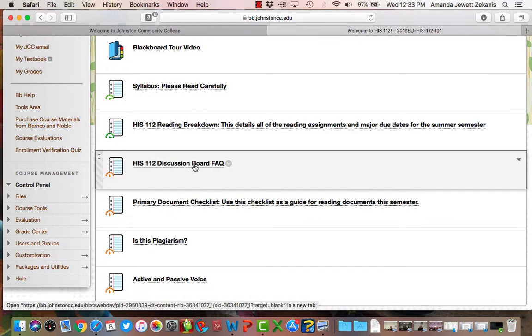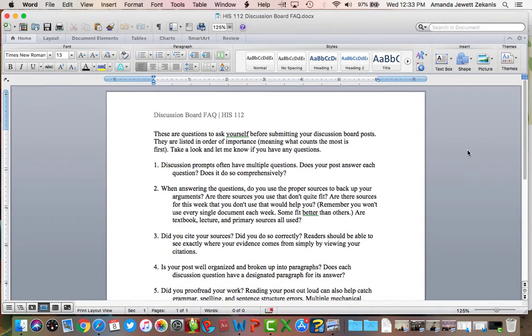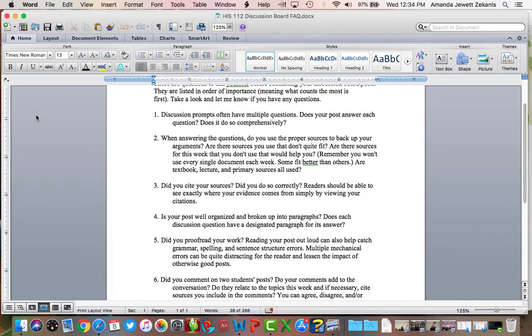Next, the History 112 discussion board FAQ, which if you're not familiar, FAQ stands for Frequently Asked Questions. These are things you're going to want to ask yourself before you submit your discussion board. They are listed in order of importance, so what counts the most as far as points is first. After you've read this, let me know if you have any questions.